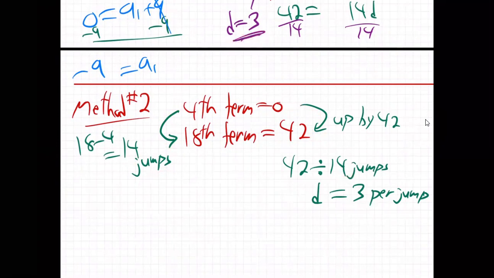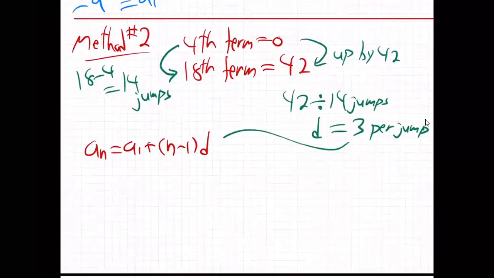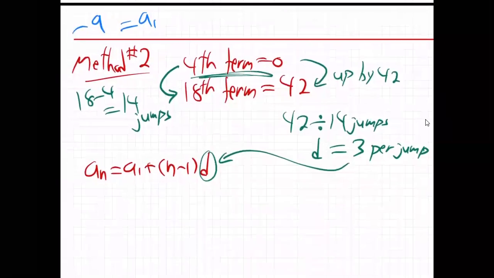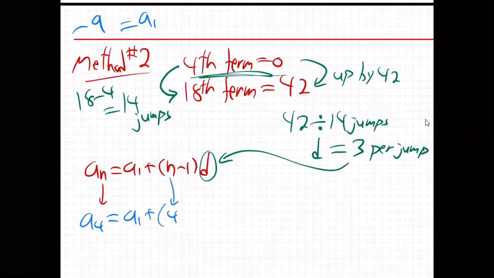Now you know your d, so now you can write out the basic formula, which is a sub n is a1 plus (n minus 1)d. Now you know your d is 3. Put it in right there. And now you can just use, for example, the fourth term is 0. Just plug in 4 here. a sub 4 is a1 plus, again, 4. Plug in the fourth term is 0. And the d we know is 3.